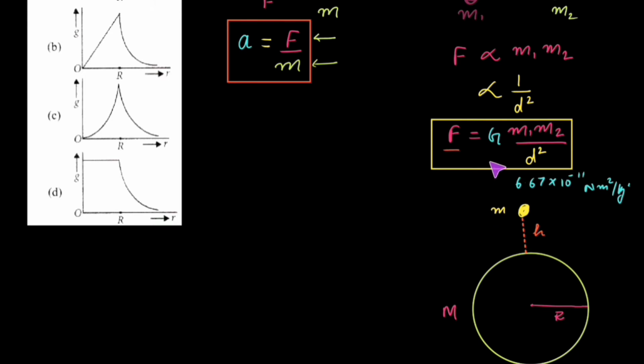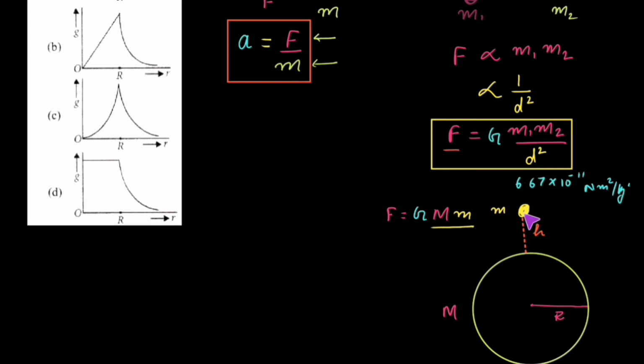And if we find out the gravitational force on this smaller object due to this bigger object, that is Earth, it will be given by this formula. So if I rewrite this formula for the force on this smaller object, this F would be equal to G into capital M, which is the mass of the Earth, into small m, which is the mass of the smaller object, and we need to divide it by the distance between these two.